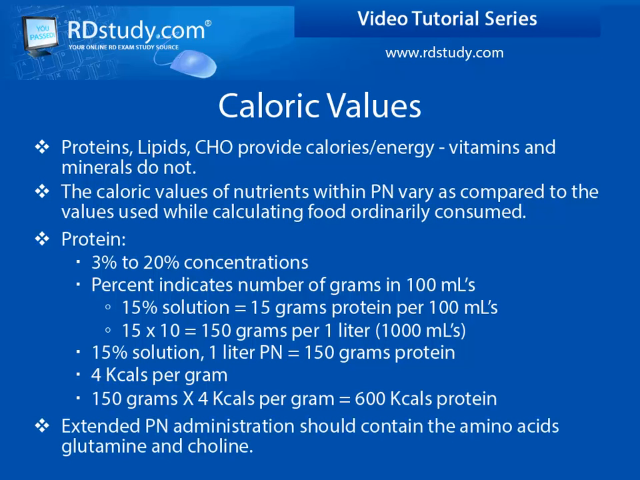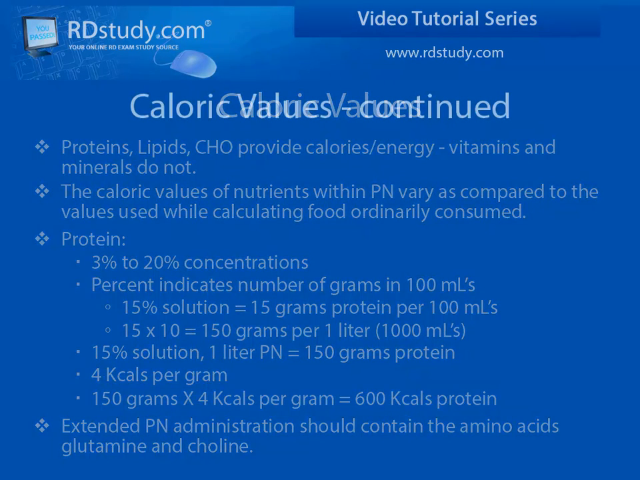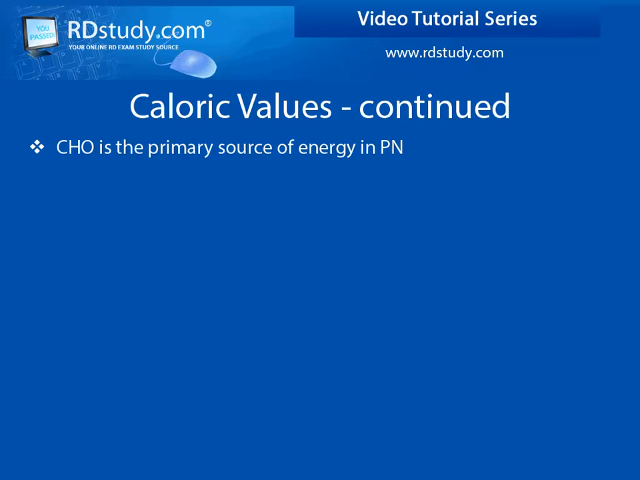If parenteral nutrition is expected to last for an extended period of time, the amino acid mix should contain glutamine, which assists in protecting the gut epithelia tissue lining, and choline, which helps protect the liver from hepatic fat deposits. The next nutrient is carbohydrate.